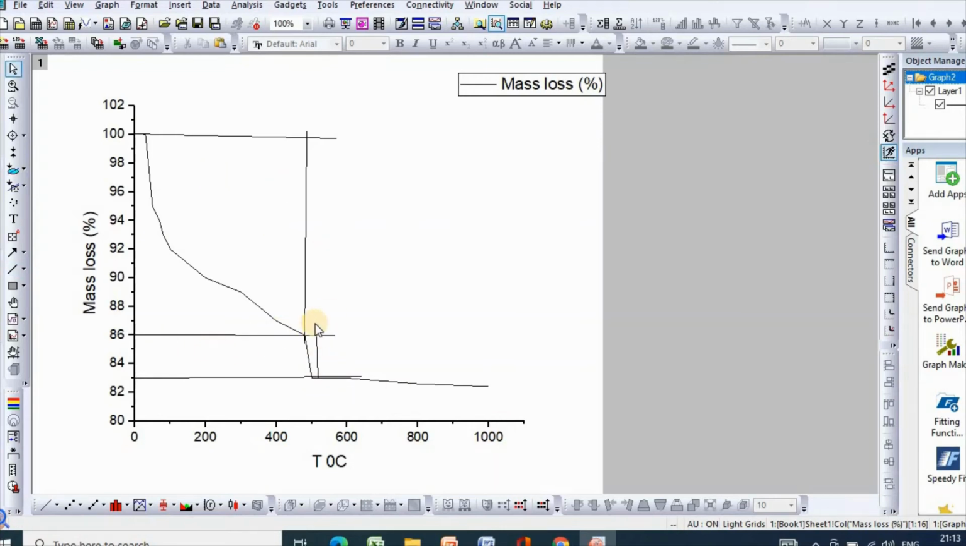Now you need to calculate percent mass loss, just subtracting from 100 to 86, then it will be mass loss percent. Similarly, you can also write mass loss here, and after some modification you can easily make it publication quality.